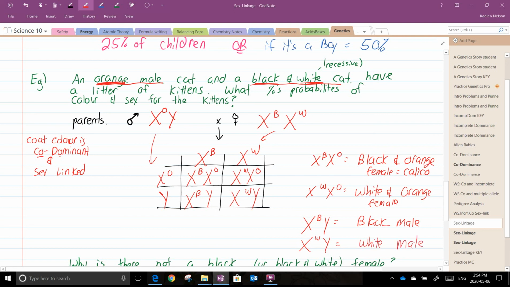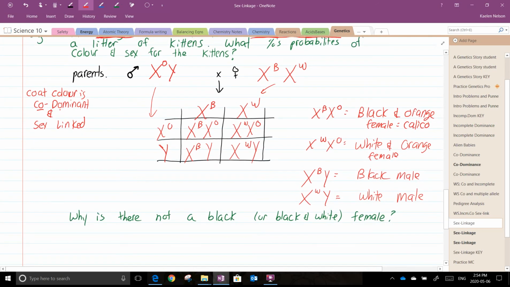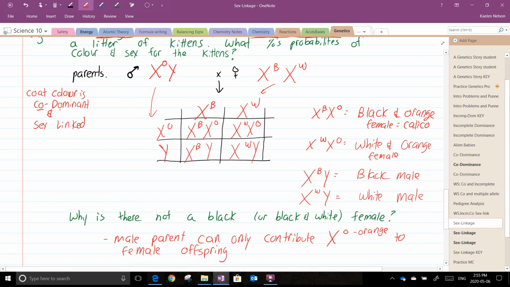Okay, so out of this I didn't actually get an orange male, even though that's the genotype of the parent dad cat. So why is there not a black or a black and white female? The male parent can only contribute an orange gene to female offspring. So all of the females in this litter will have some form of the orange gene.